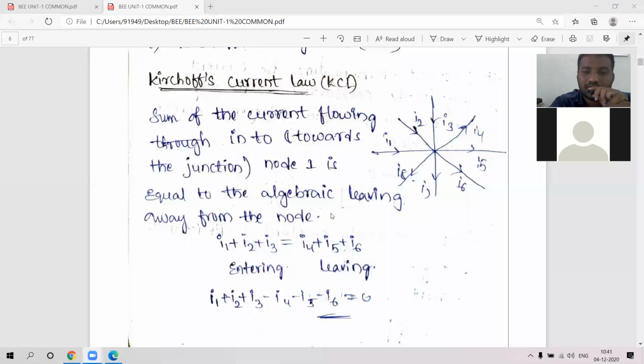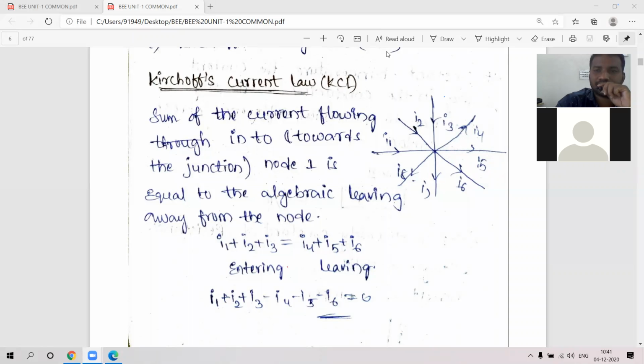What I am going to tell you is, whatever the currents which are entering towards the node, those currents are leaving from it. So here in the figure we can see that I1, I2 and I3 are three currents. Those three currents are entering currents, and the remaining I4, I5, I6, I7 and I8 are leaving currents.